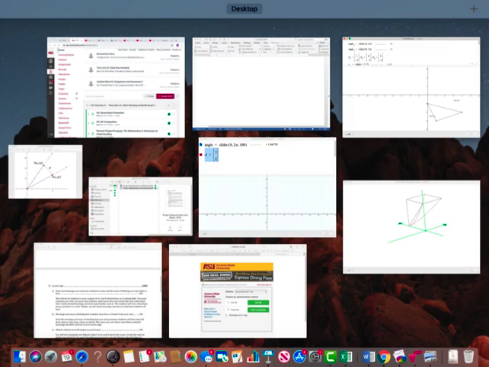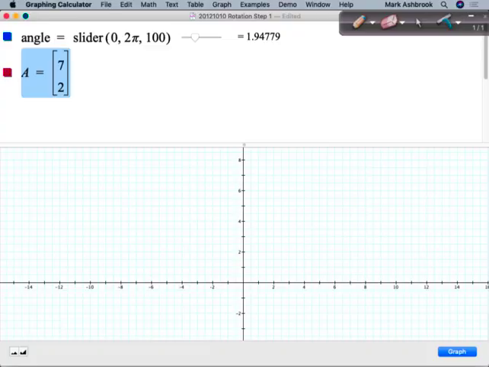Here's a file that does that, and you were going to start with this one. So here is a starting point. Right now I've got it set at 7.2, but I could change it to say 3.2, and it moves there. And then my angle, wherever that starting point is, if I start rotating, it's going to rotate around the origin.